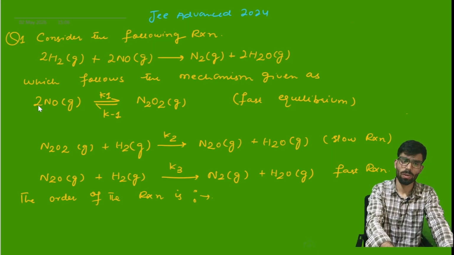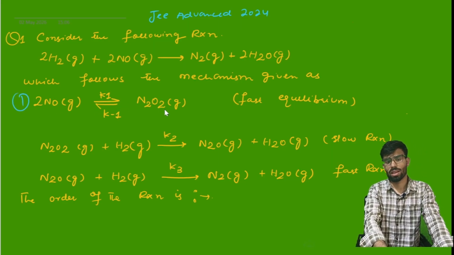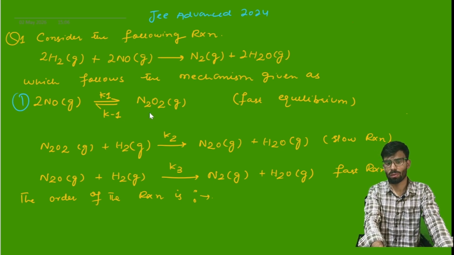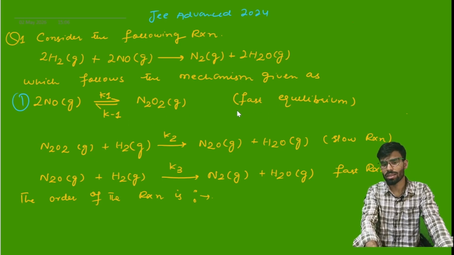The first step is 2NO gas gives N2O2. This one is an equilibrated step. That means it is going in the forward direction as well as in the backward direction. The forward rate constant is given as K1, and the backward one is K minus 1. And it is mentioned here as fast equilibrium.